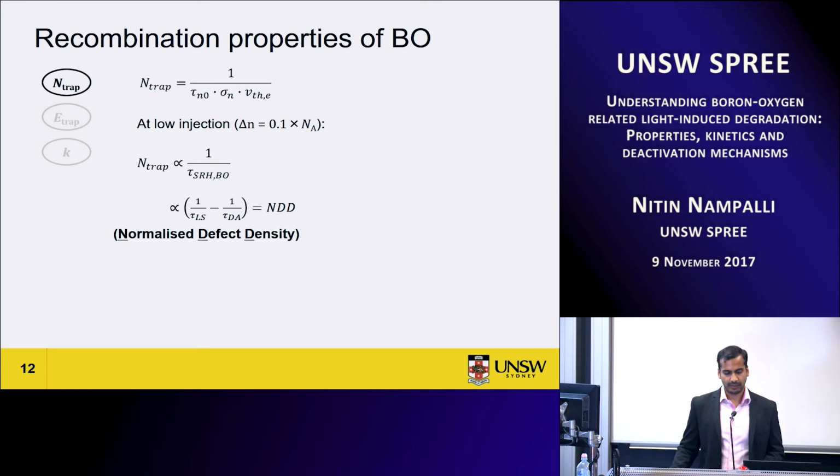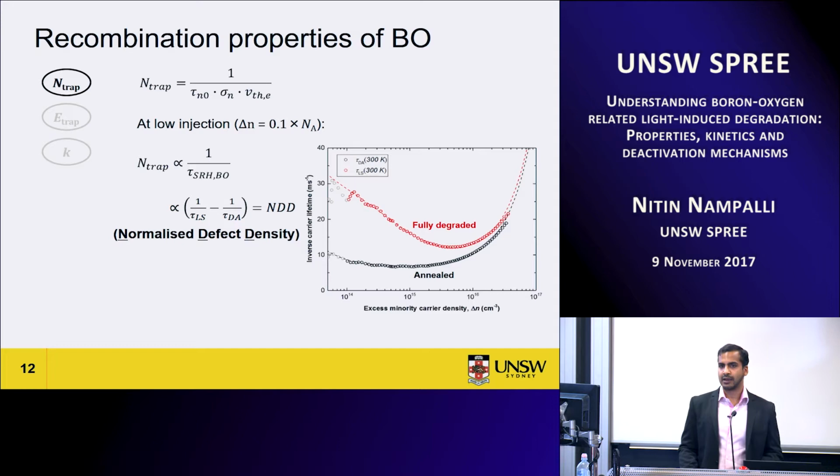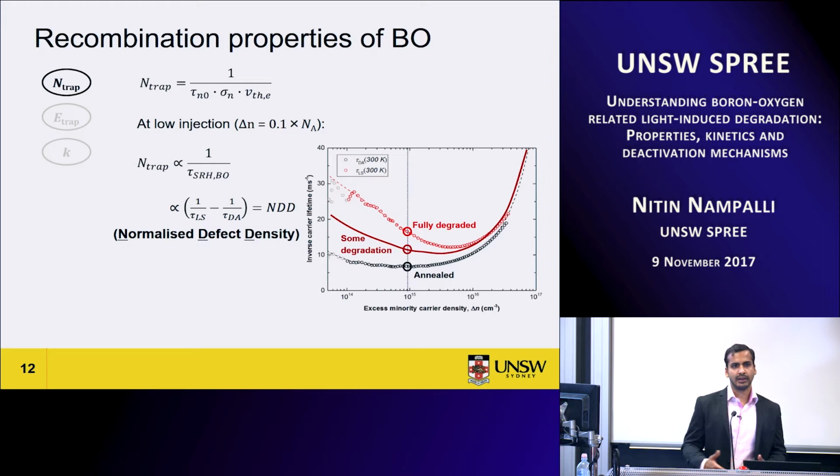So if we look at the inverse lifetime curves in the fully degraded and the annealed states, and you pick an injection level that's low enough, then you end up with this inverse lifetime. And for some value of degradation between the fully degraded and fully annealed, you end up with a different inverse lifetime. And so the difference between the red and the black is what is NDD. You can see that it scales between some value at the fully degraded state and then zero at the annealed state.